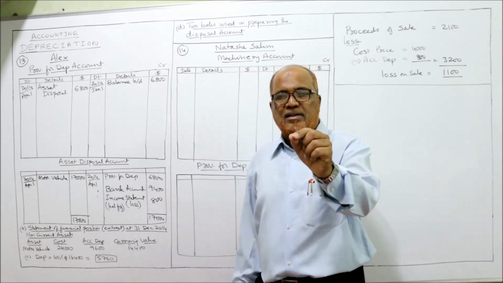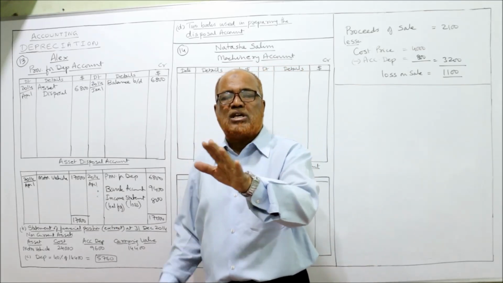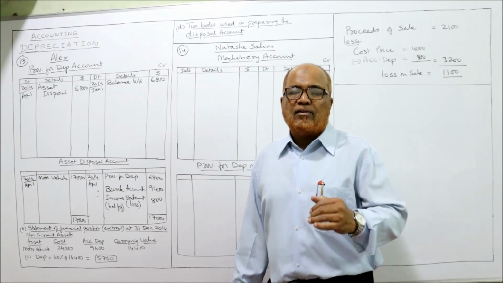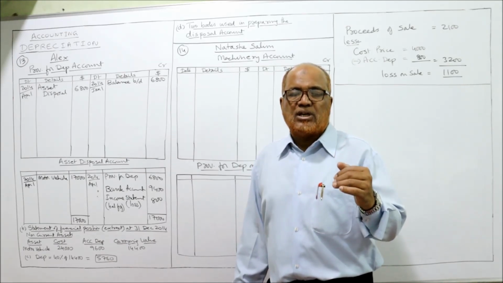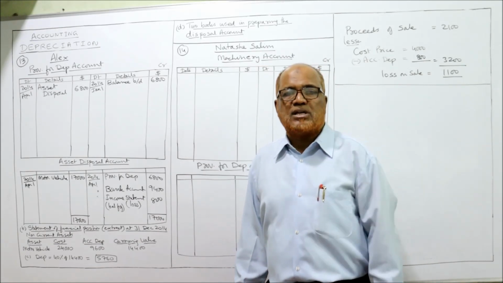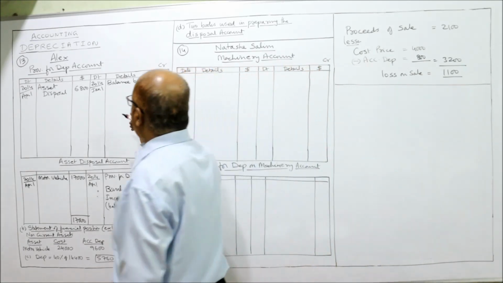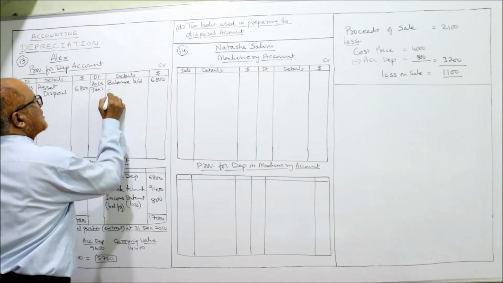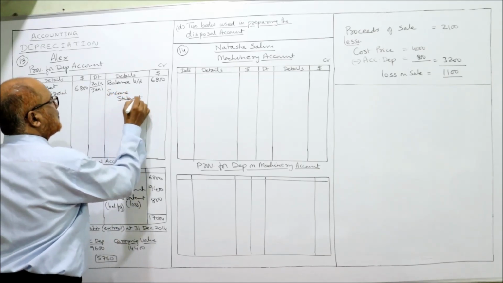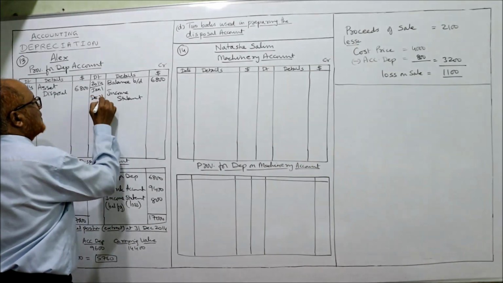Write it down. Always, I am stressing you, always keep a notebook beside you. The entry for charging depreciation is income statement debit, provision for depreciation credit. The credit side I am taking income statement. This is on December 31st.